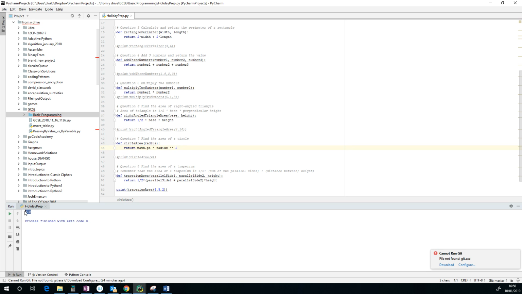9.0, correct. And notice again, our solution is a floating point value because we're multiplying by half, and that's a float. Therefore, a float times something is a float, and that's why we get a floating point value for our answer.